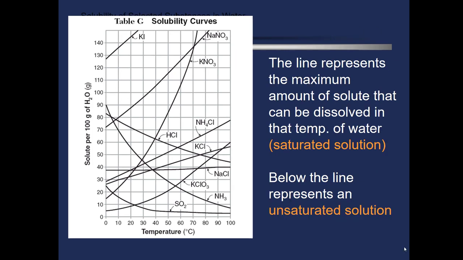All right, so now let's look at each one of these lines. Each line represents the maximum amount of solute that can be dissolved in that temperature of water. And so each solid line represents what we call a saturated solution. When we think saturated solution, we think that all the spaces in between the water molecules are filled with that solute, so that water can hold no more of that solid powder or of the gas.